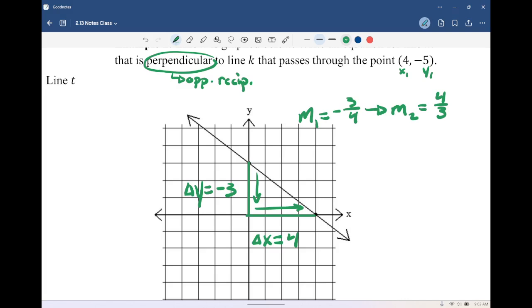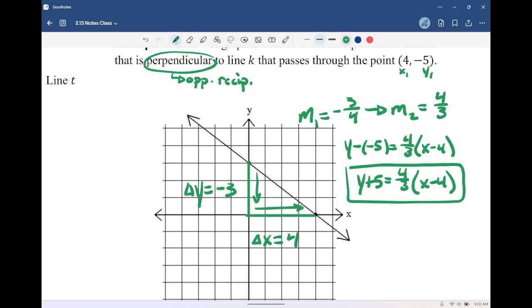Okay, well from here, I have slope, I have x1, y1. Let's plug these in. Y minus -5 is equal to 4/3 times x minus 4. Clean up the double negative. Y plus 5 is equal to 4/3 times x minus 4. I do not have to take this further because they are not asking me for a specific form. I get to stop right there.